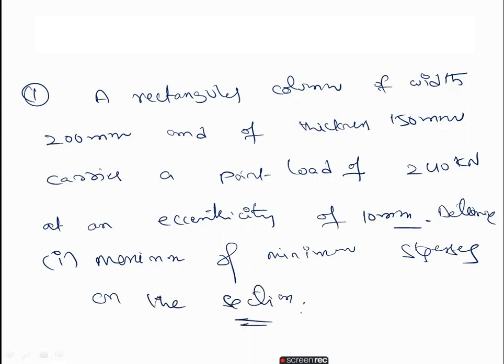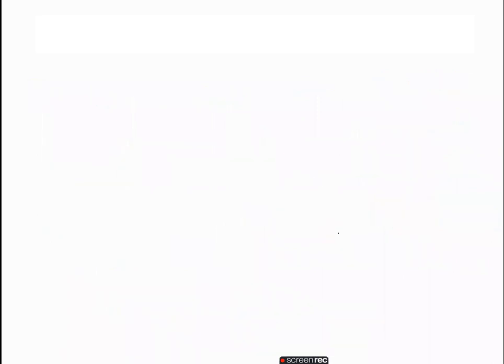So, my dear students, take a rectangular column, width is 200 and thickness is 150. The thickness given here is nothing but depth D. The point load acting on the column is 240, the eccentricity is 10 mm. Now calculate the maximum and minimum stresses.